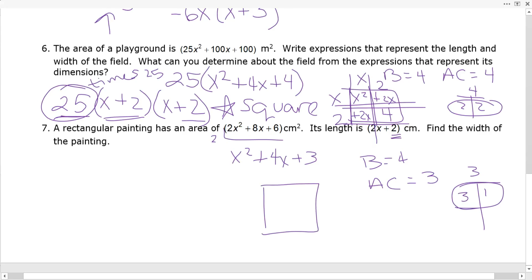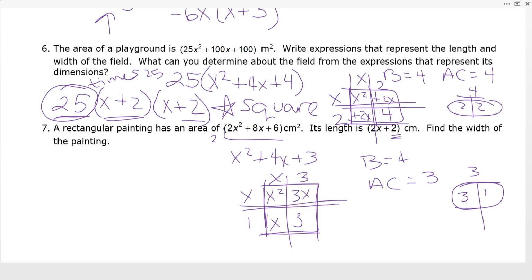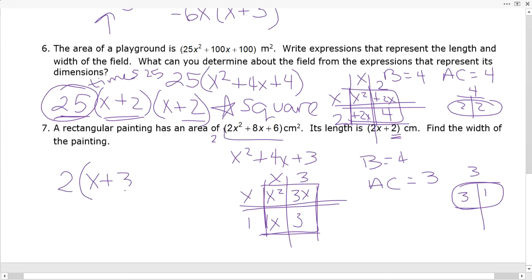So when I make my box, x squared goes in the top left, 3 goes in the bottom right. I'm going to have 3x in one and 1x in the other. My greatest common factor for my top half is x. On the bottom is 1. On the left is x. On the right is 3. So I get it. Okay. So my answer is 2 times x plus 3 times x plus 1.